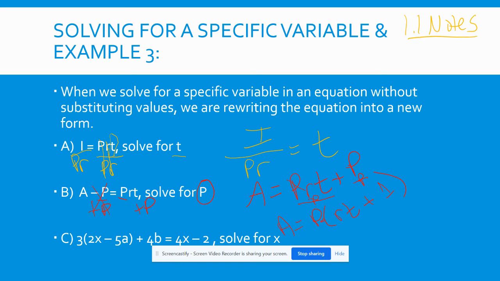Now I have p times this whole expression of RT plus 1. The opposite of multiplying by that whole expression is to divide by that whole expression on both sides. Reduces that out from the right. So we have a over RT plus 1 is equal to p.